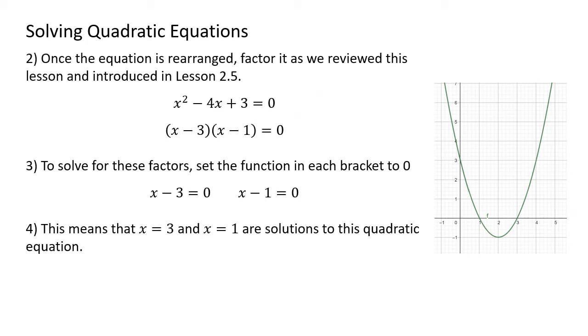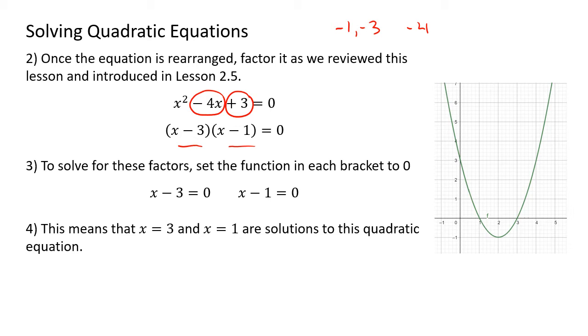So now that we have that equation equal to 0, in this case, we can simply factor it. Because we have x squared minus 4x plus 3, so we actually have two numbers that multiply to positive 3 and add to negative 4. Negative 1 and negative 3 multiply to positive 3, and if you add them up, they give you negative 4. So our factors become x minus 3 and x minus 1 equals 0.